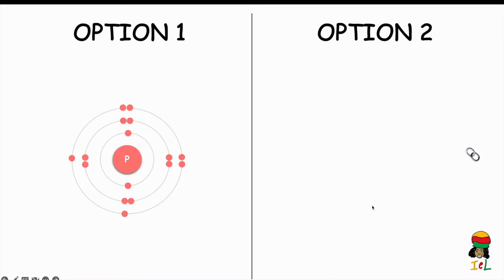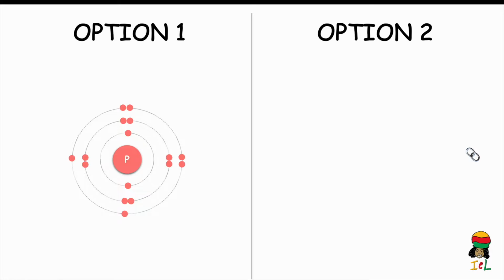So here we have an atom that has 2, 4, 6 electrons on the last shell. So we know that it's in group 6. And this atom is actually phosphorus. And phosphorus has 3 shells. The first shell and the second shell contain their maximum number of electrons.